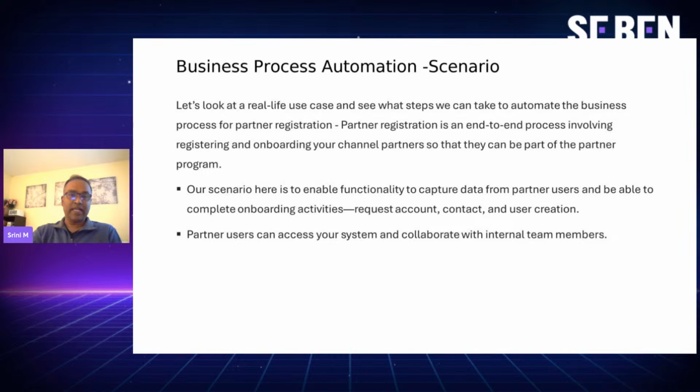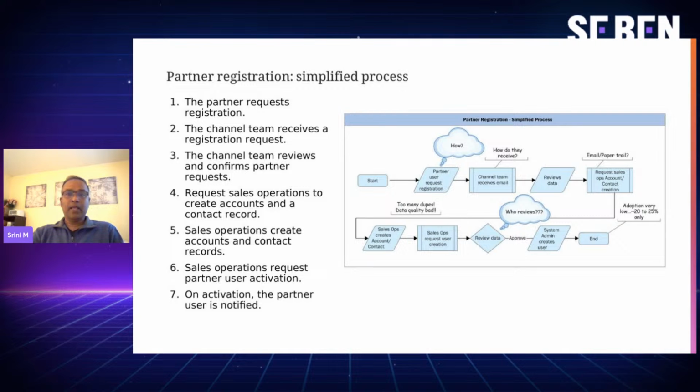The goal, the functionality here, is that we need to create an account for the partner, add the contact, and convert the contact into a partner user, right? So that they get access to your system and collaboratively work with your internal account team and with the partner team to sell the products. Okay, so this is a conceptual flow before going anywhere, right?